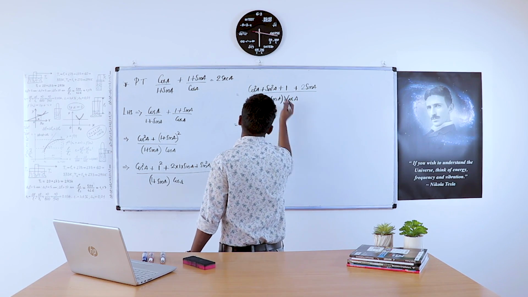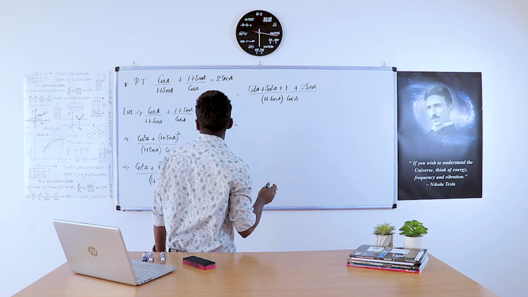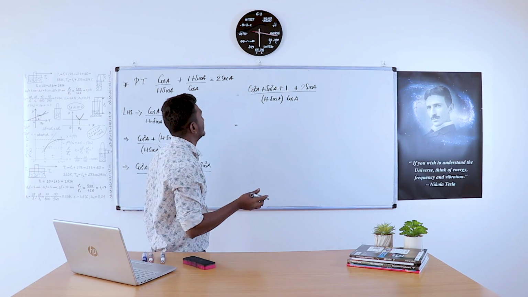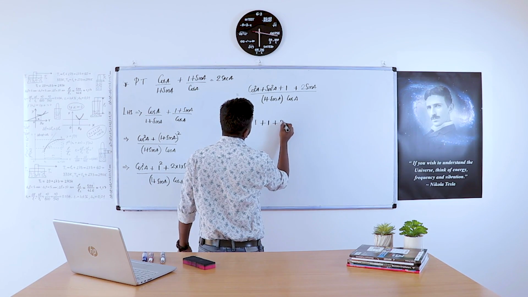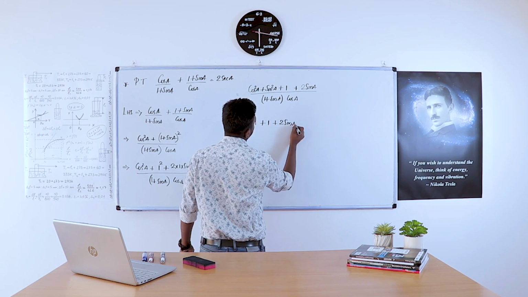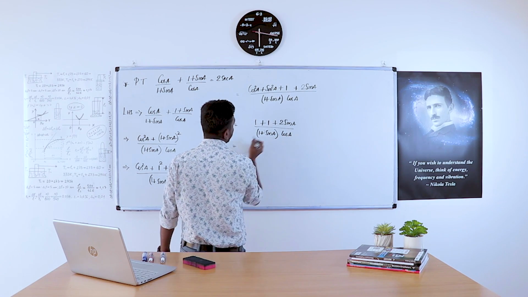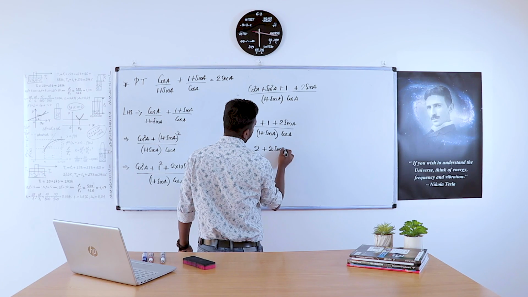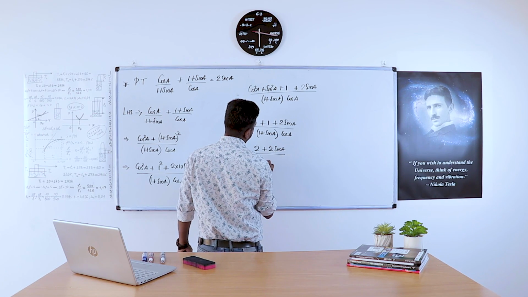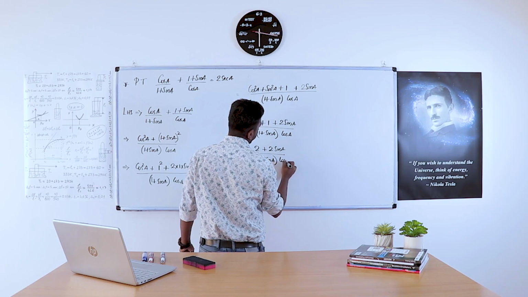That is equal to, what is cos square A plus sin square A? We know that cos square A plus sin square A is 1. So 1 plus 2 sin A whole divided by 1 plus sin A into cos A. 1 plus 1 is 2. So 2 plus 2 sin A divided by 1 plus sin A into cos A.